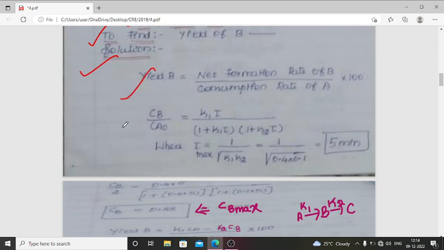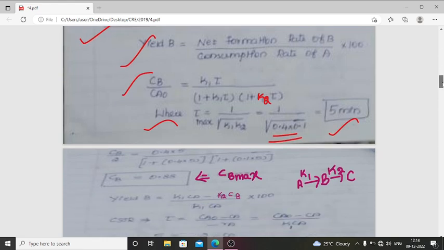So here Cb by Ca naught is equal to K1 tau by 1 plus K1 tau into 1 plus K2 tau. This is K2 tau. So the tau max formula is 1 by root of K1 into K2. K1, K2 values are known. Substitute here and find out the tau max. Tau max is equal to 5 minutes.